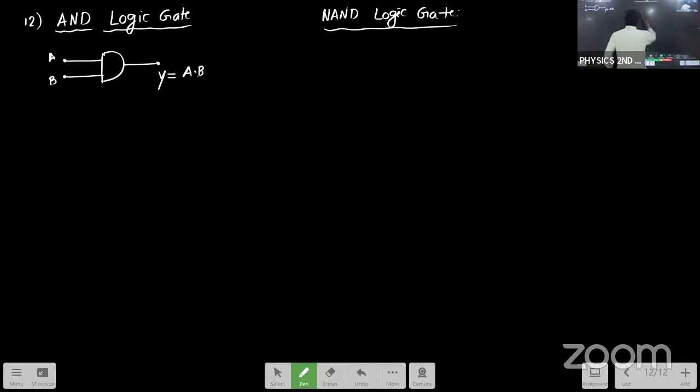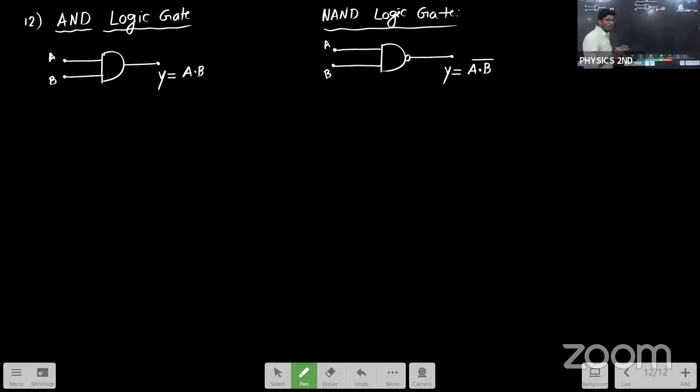And what will be the symbol for NAND logic gate? Again, NAND logic gate will also consist of two input terminals. The symbol for NAND logic gate will be a D symbol with a bubble. This is input A, this is input B. And what will be the output? Output will be Y is equals to A dot B bar. So whatever output I get for AND logic gate will be inverted by the NAND logic gate.